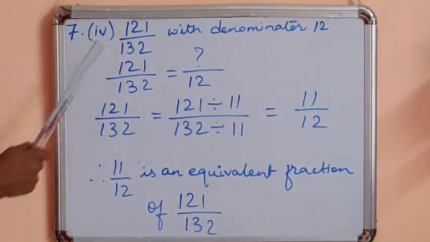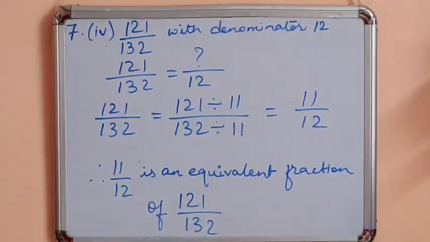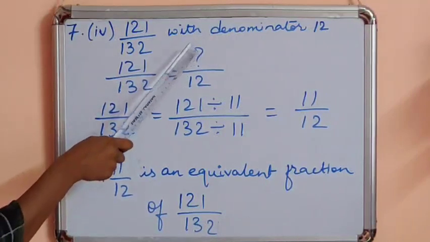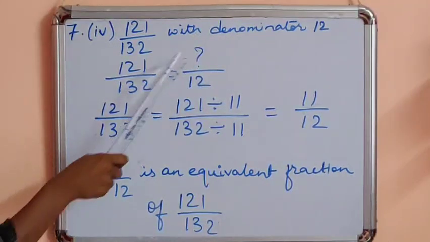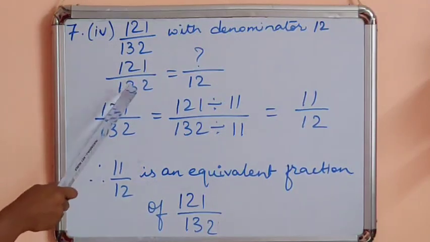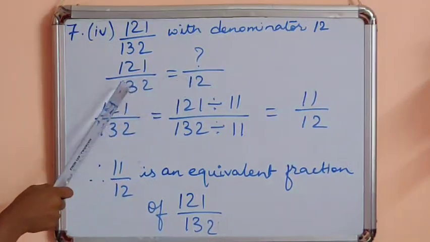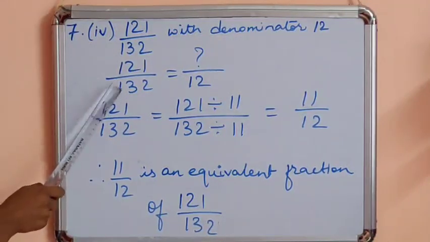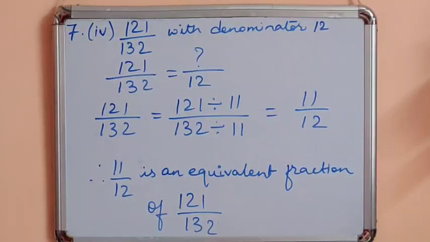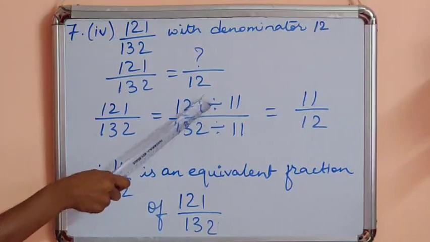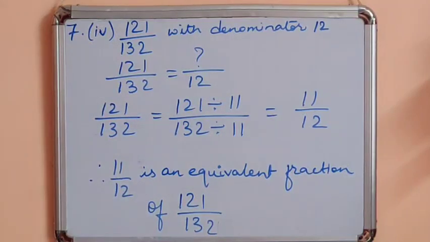Now number 4, 121 by 132 with denominator 12. So this can be written as 121 by 132 equals question mark by 12, because the numerator here is unknown. So again, if you see these two, 132 is becoming 12. That means 132 is decreasing. Since this is decreasing, we have to divide, and again here we need to divide. We don't have to multiply.